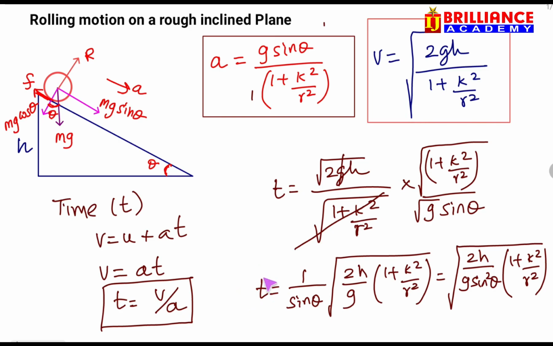see I have written it in other ways also. So I have taken 1 by sine theta outside, and every other thing is in the root, so 2h by g times 1 plus k squared by r squared, or I can take this sine theta inside and make it sine squared theta. See students, you have all the three formulas. So you have the equation for acceleration, you have the equation for velocity, and you have the equation for time for the object which is rolling down on an inclined plane.